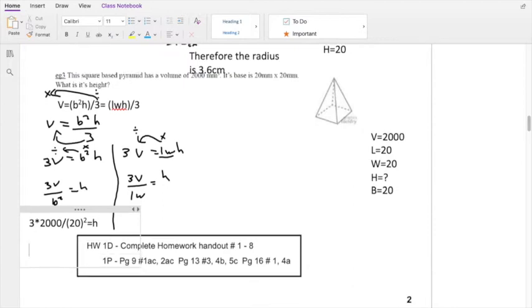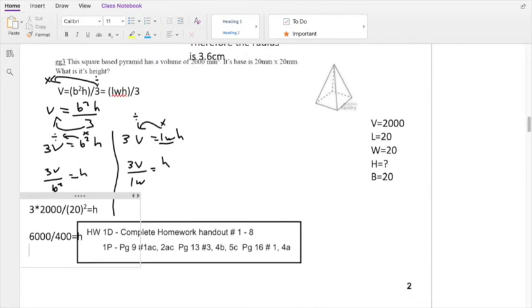If I go down here, I'm going to do 6,000 divided by 20 times 20. I'm pretty sure it's 400, but in order to not get Evie laughing at me, 400 equals h. So I'm going to go 6,000 divided by 400. That should equal like 15. So 15 equals h.